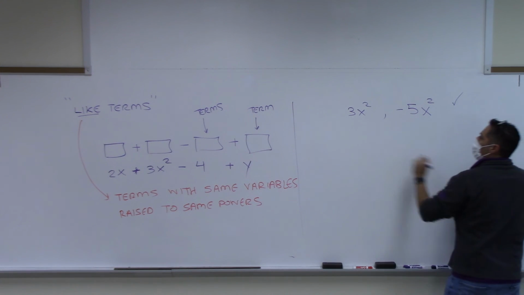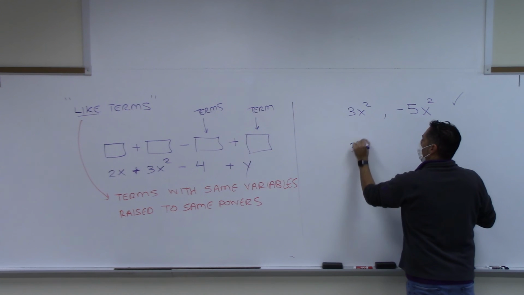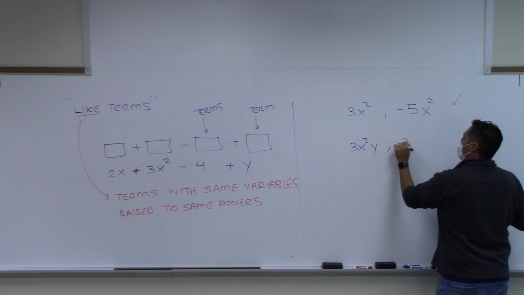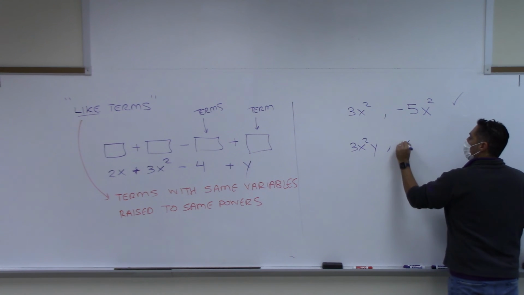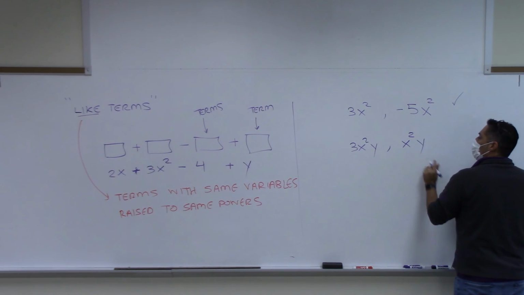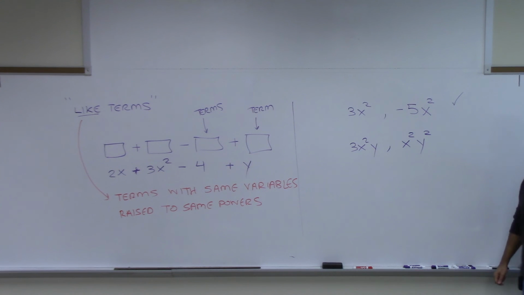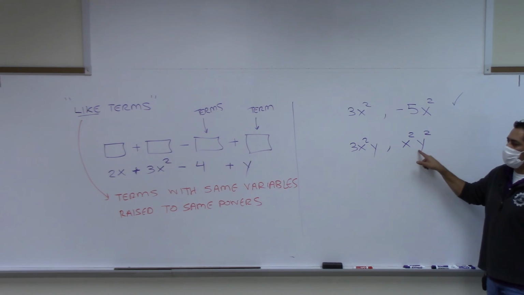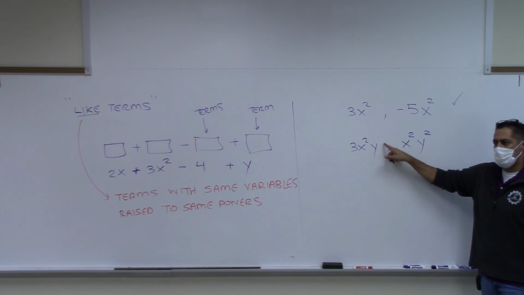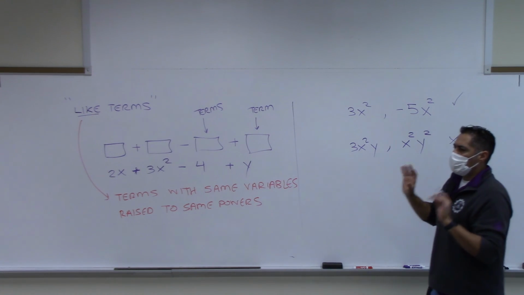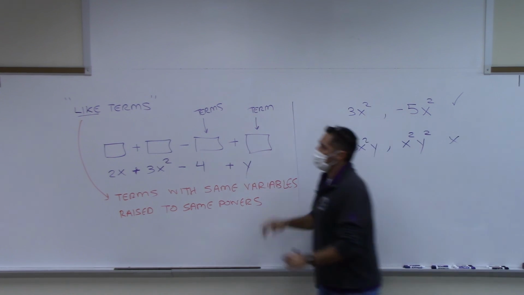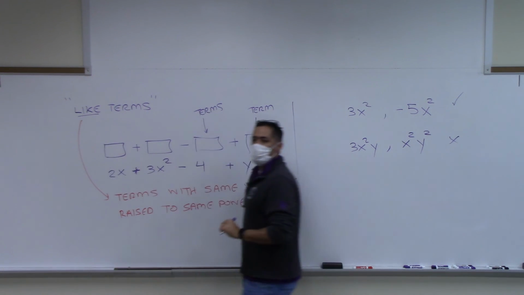So check. Now if I write 3x squared y, and I write, how about just x squared y squared. This would not be like terms, right? Same letters, but this one's squared, that one's not. So this would not be. Is this okay?